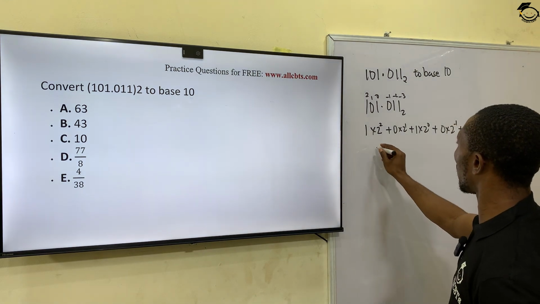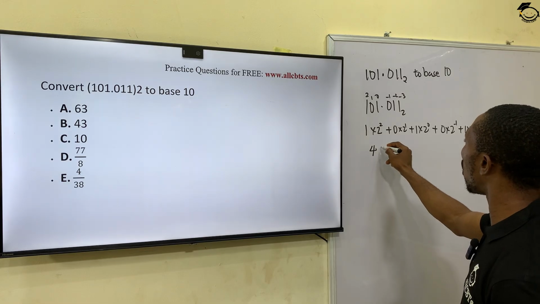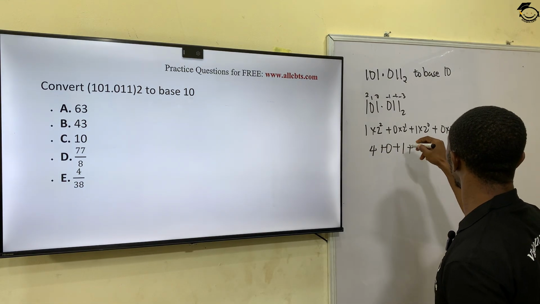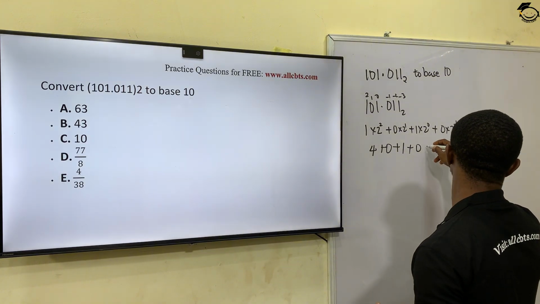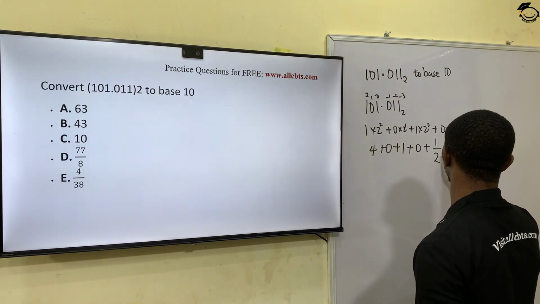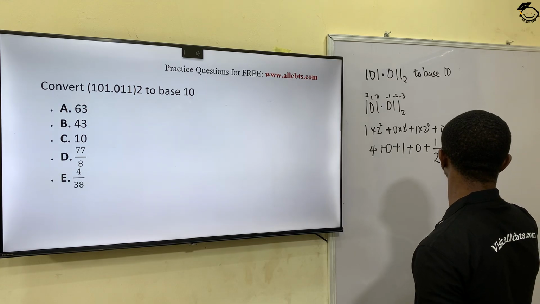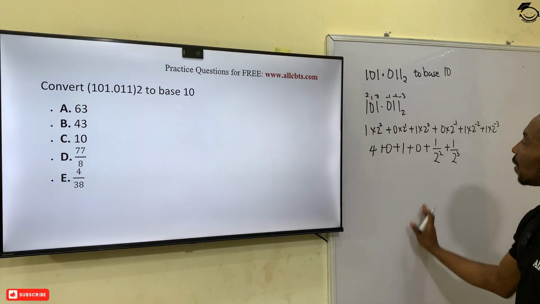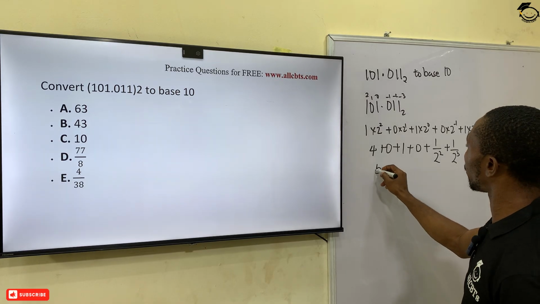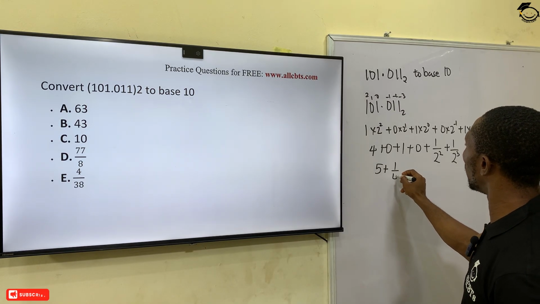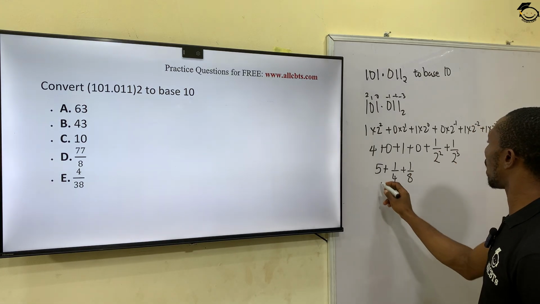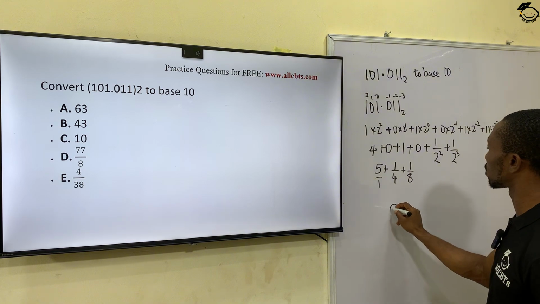Now having this, 2 raised to power 2 will give us 4, plus 0, plus 1, plus 0, plus 1 over 2 raised to power 2, plus 1 over 2 raised to power 3. All right, now adding this up, we have 5 plus 1 over 4 plus 1 over 8. Okay, so our LCM here will be 8.